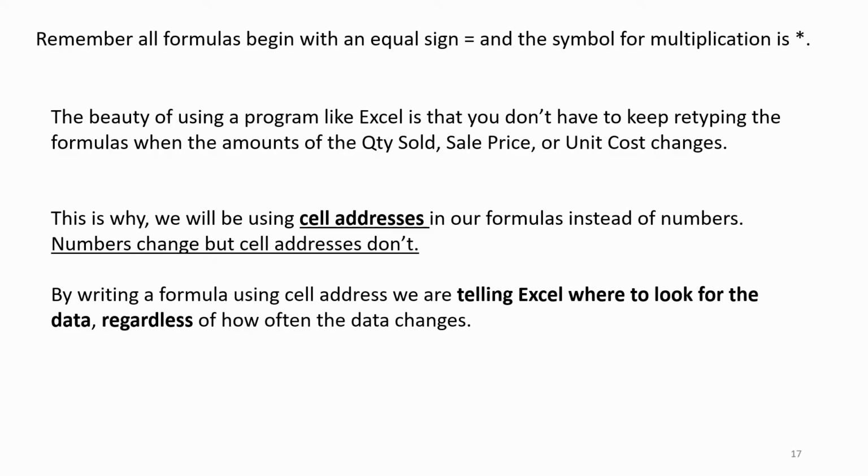Remember, all formulas begin with an equal sign, and the symbol for multiplication is an asterisk. The beauty of using a program like Excel is that you don't have to keep retyping the formulas when the amounts of the quantity sold, sale price, or the unit cost changes. This is why we will be using cell addresses in our formulas instead of numbers. Numbers change, but cell addresses do not. By writing a formula using cell addresses, we are telling Excel where to look for the data regardless of how often the data changes.